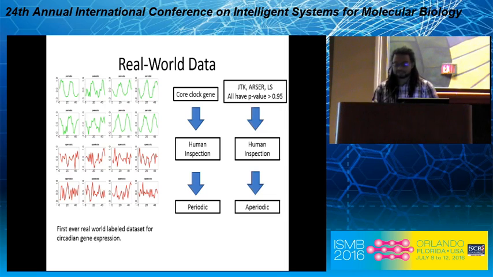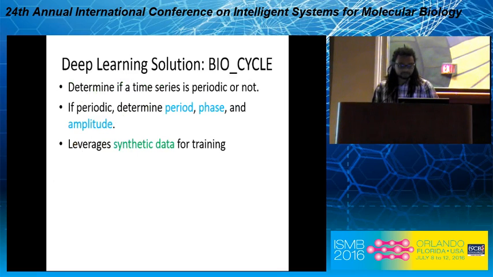Now for aperiodic signals, we used the three previous methods I told you about: JTK_CYCLE, ARSER, and Lomb-Scargle. If they all said that this signal was aperiodic with a p-value of 0.95 or higher, we put them through human inspection. If they looked aperiodic, we labeled them as aperiodic.